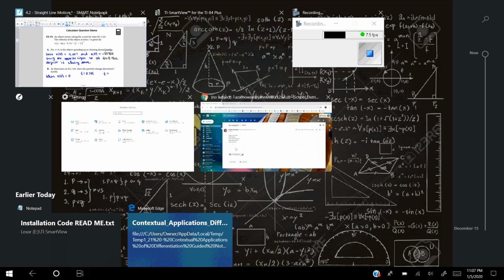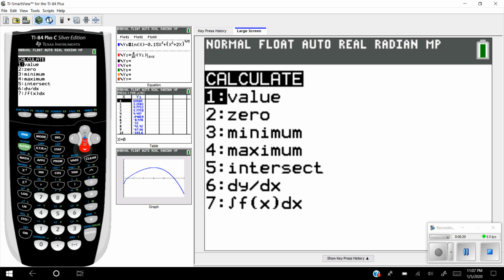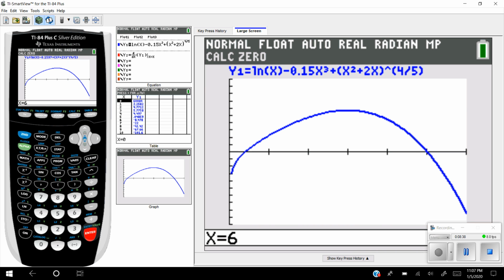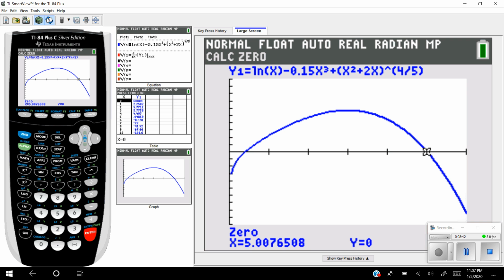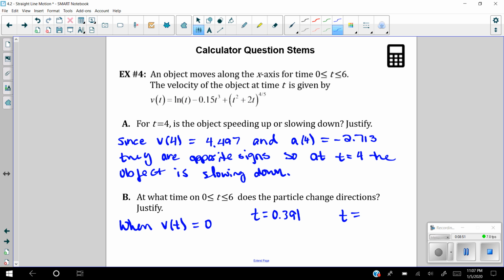So since this is just going from 0 to 6, and it looks like it's somewhere right around 5 when I go to calculate the zero, instead of arrowing and wasting all the time, I'm literally going to type in 4 as a left bound, 6 as a right bound, push enter. Yeah, it's dang near super close to 5, so 5.008. Remember, you can truncate or round.